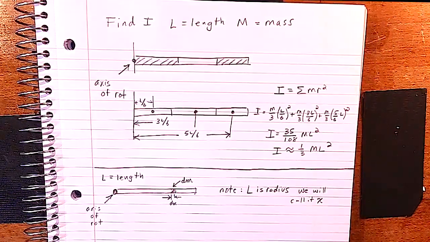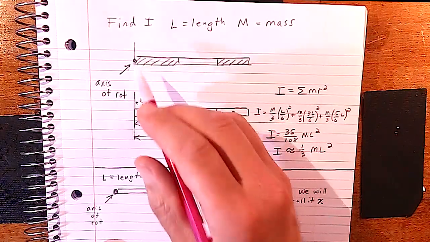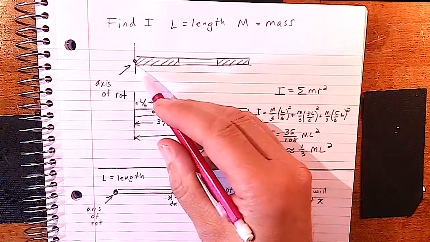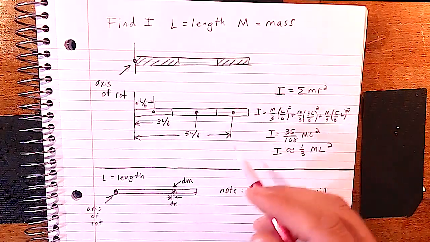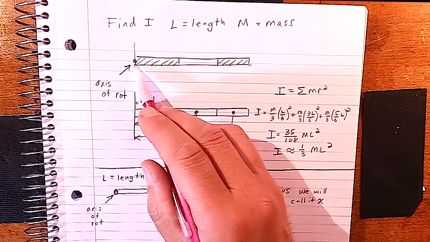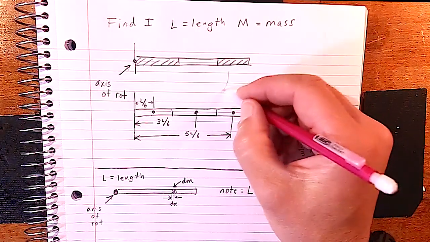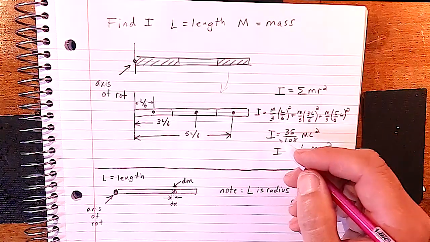What if we want to find the moment of inertia of a bar that's rotating around its end? Now, we are going to get into other axes of rotation. For example, what if it was pivoting around here or around its center? But for now, let's start out with this one, which is what's the moment of inertia of this bar trying to spin around this axis of rotation?